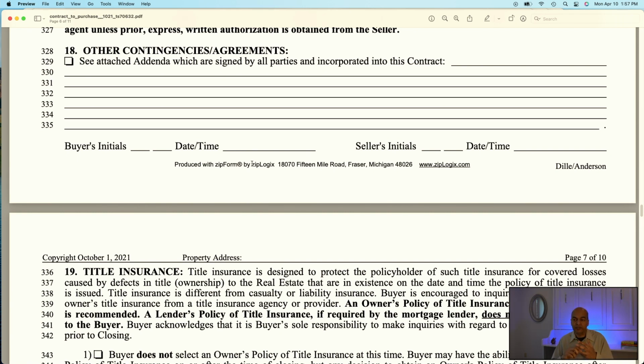If you're requesting a specific thing to be done, or there's something that your lender wants you to put in there, that can be entered in Section 18. Something to discuss with your real estate agent and to discuss with your attorney if need be.